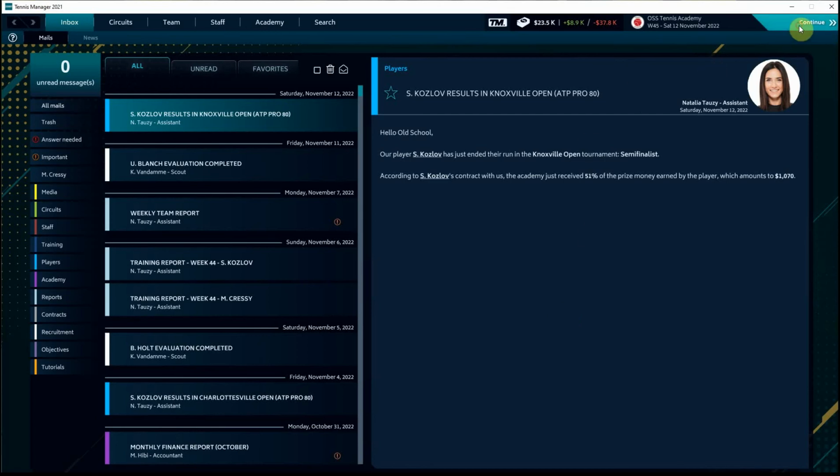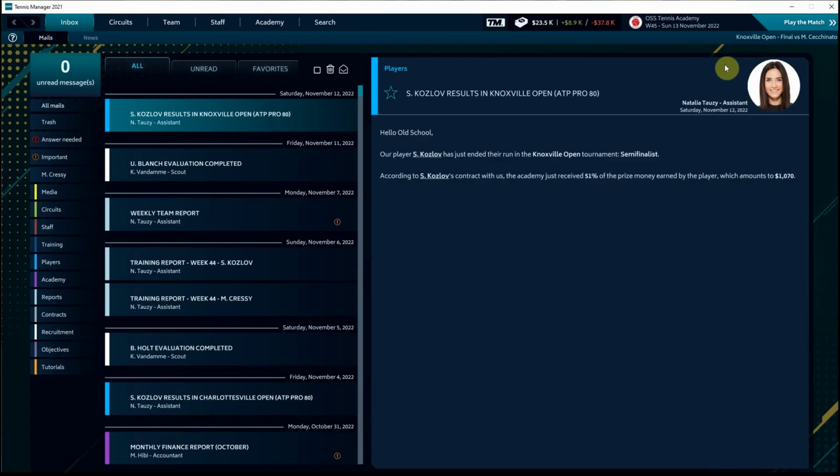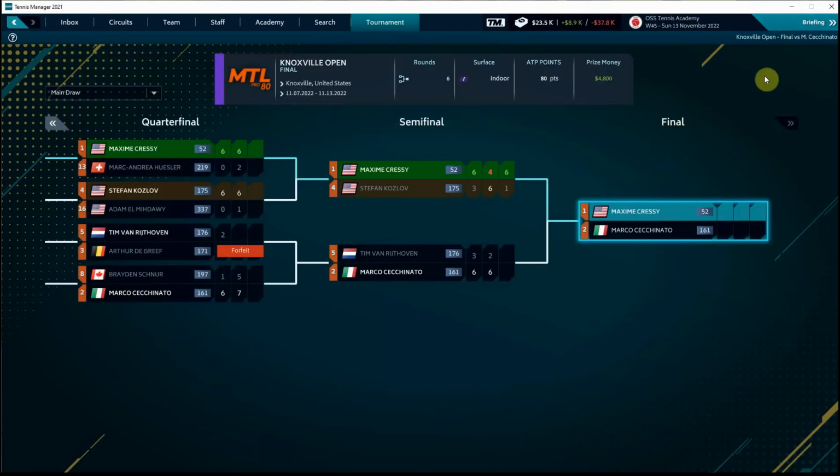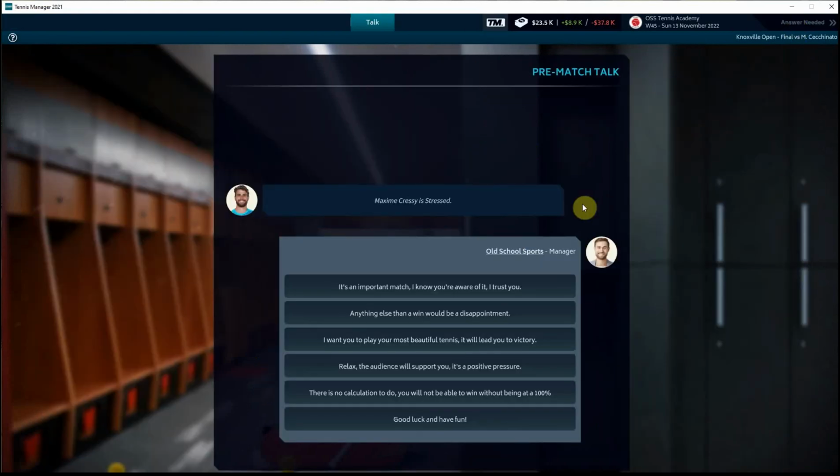So we will move on to the final. We'll play through that match against Marco Cecchinato. See how Maxime does as he tries to finish his season with a victory. The one seed and the two seed facing one another here. Have never faced Cecchinato before, the 30-year-old Italian. See how we can do against the baseliner.